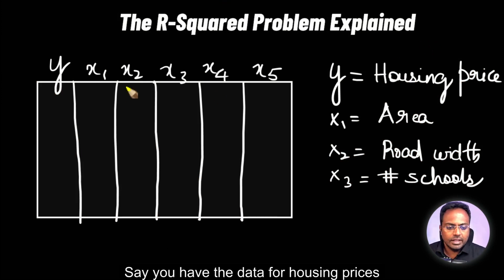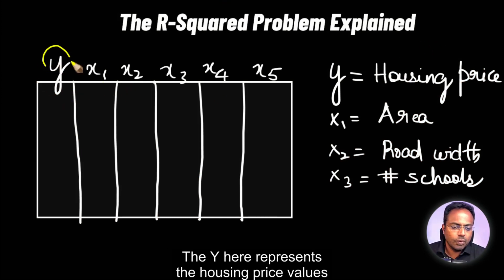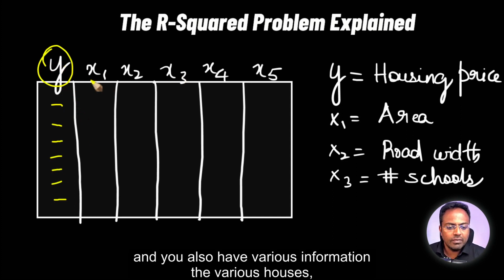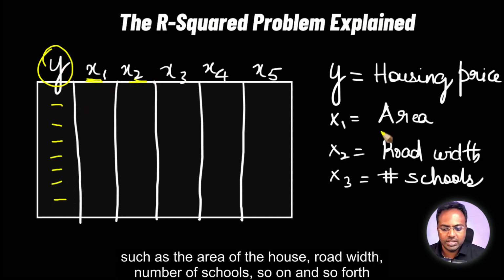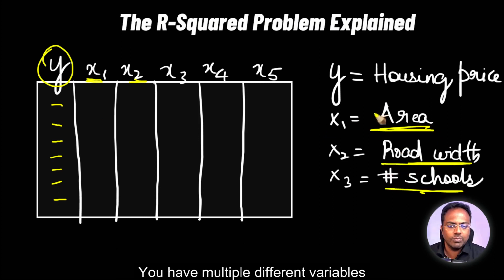Say you have the data for housing prices. The Y here represents the housing price values. We have this data set. And you also have various information about the various houses, such as the area of the house, road width, number of schools, so on and so forth. You have multiple different variables.